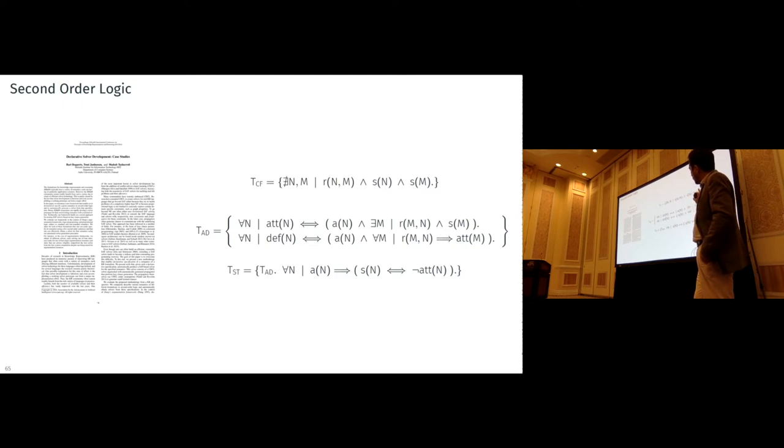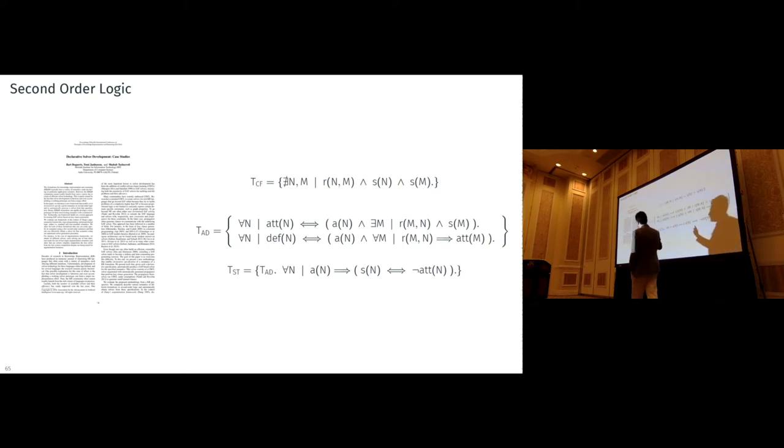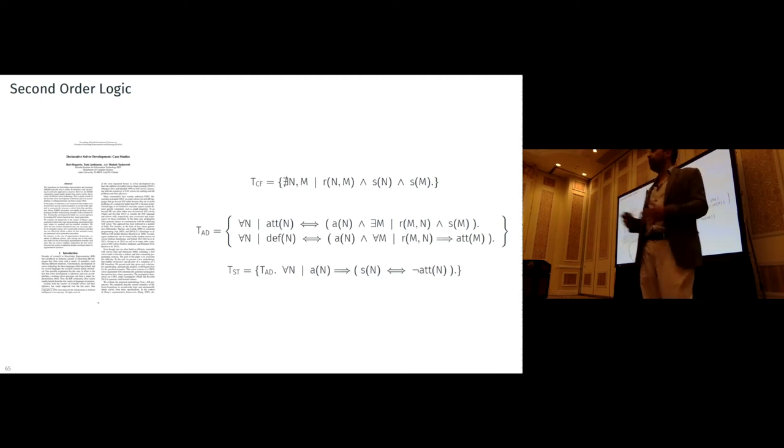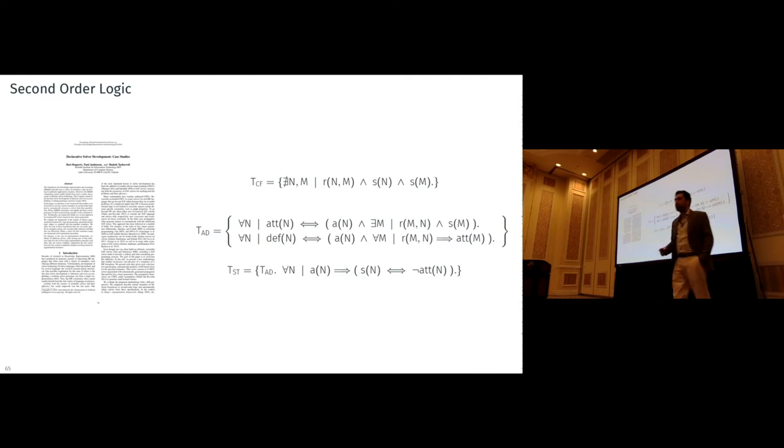Now, in honor of truth, I think that these authors themselves never participated in the competition. They also admit that this approach is not the fastest one, but it is definitely the most customizable, in the sense that they show that this declarative solver can handle a substantial type of problems, not just abstract argumentation, but arbitrary ones, as long as they can be represented in at most second-order logic.